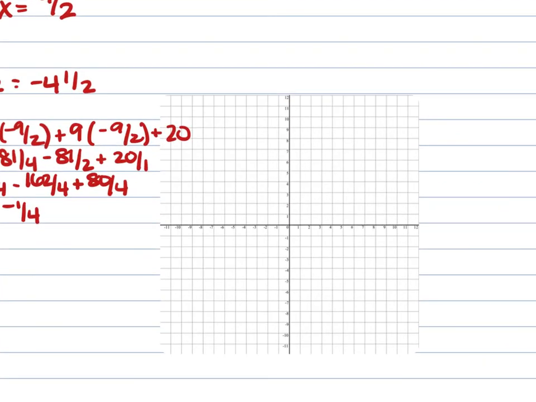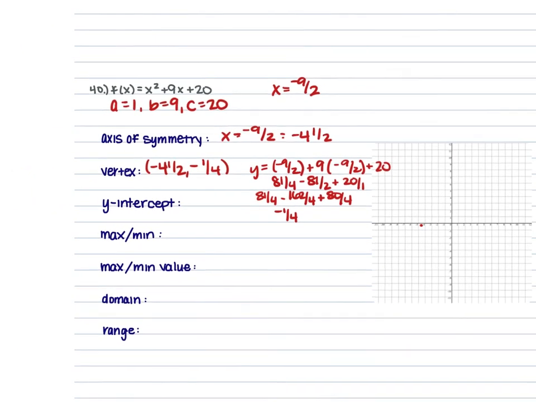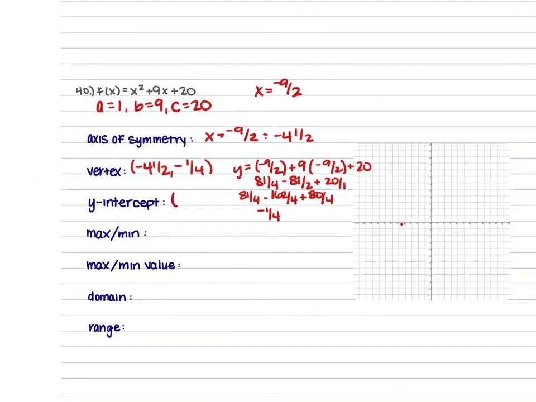So negative 4 1/2, negative 1/4 is about here. From there, our y-intercept is the 20, so that's 0, 20. We have a minimum value. That minimum value is negative 1/4. And then we have a domain of all real numbers and a range of y is greater than or equal to negative 1/4.